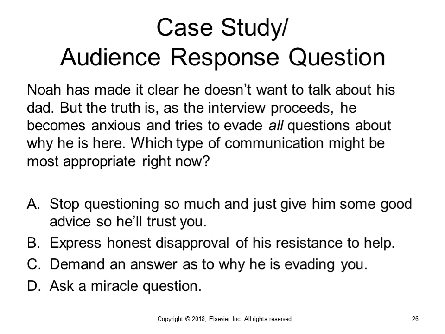Now remember, A is not the correct answer, because we don't want to give advice. B is not the correct answer, because we don't want to give disapproving behaviors. If we did that, we could very well shut down communication. You certainly don't want to demand an answer as to why he is evading you. That would be inappropriate, right?